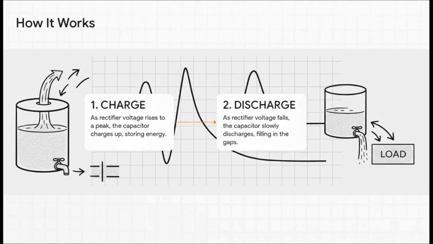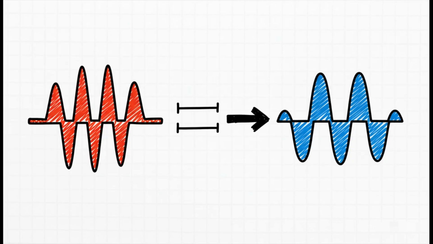So, as the pulsating voltage from the rectifier rises up to a peak, the capacitor charges up, kind of like our water tank filling up. Then, as the rectifier's voltage starts to drop, the capacitor starts to slowly release that stored energy to the device. It effectively fills in the gaps between those voltage peaks. And the result is a massive improvement.